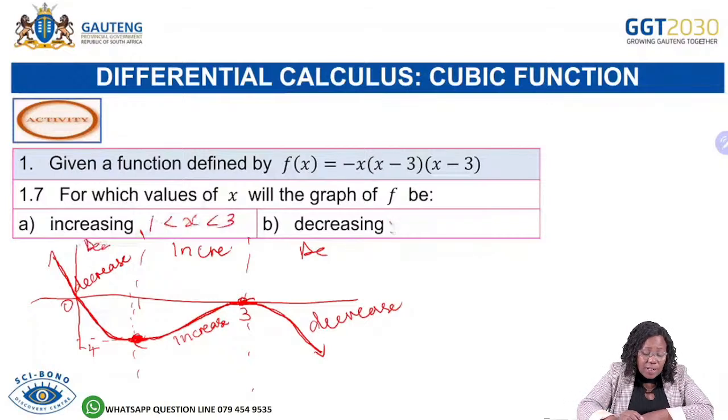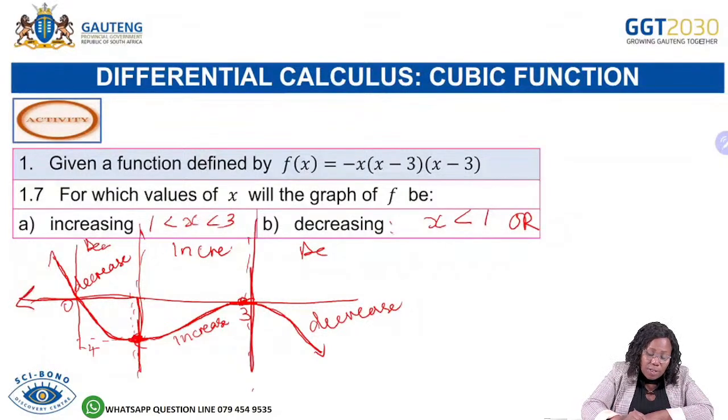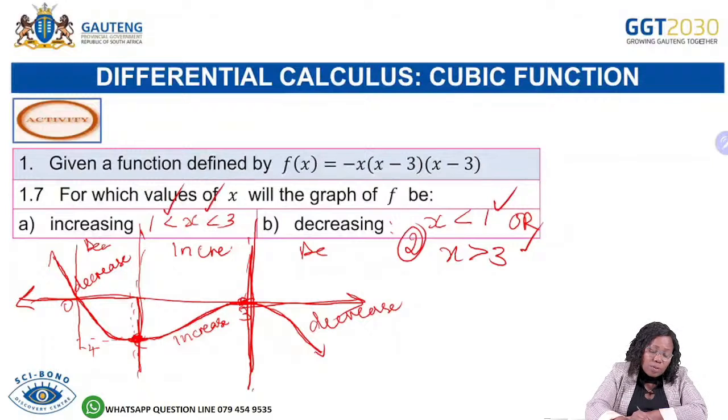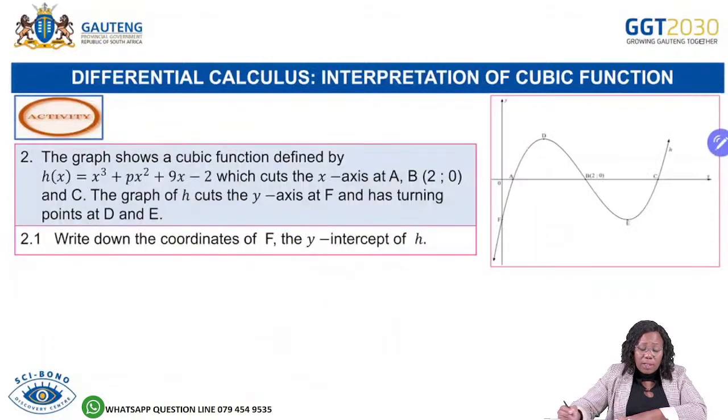And then for the decreasing one is from this point to negative infinity. That means it's x less than 1. Or from this point here up to positive infinity. That means x greater than 3. Those are the two solutions. So this will be worth 2 marks, and also this 2 marks. Critical inequality sign with correct critical values there. Inequality sign must be correct, and the critical values must also be correct.